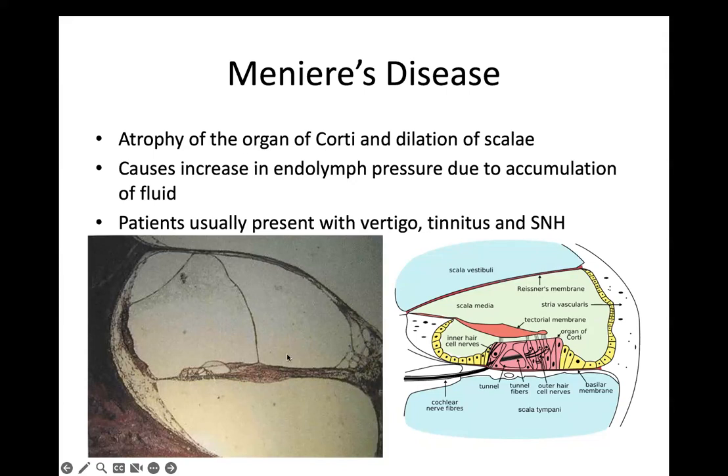And in response, there is dilation of the scala. The endolymph fluid that's here exerts a high pressure due to the accumulation of fluid. And this affects the organ of Corti, the cochlea is affected. This would cause sensorineural hearing loss. But it also causes vertigo and tinnitus as well. And this is usually a common triad that would indicate Meniere's disease.